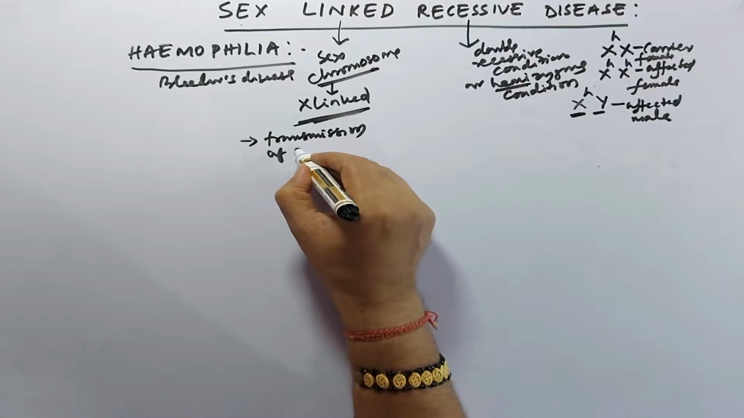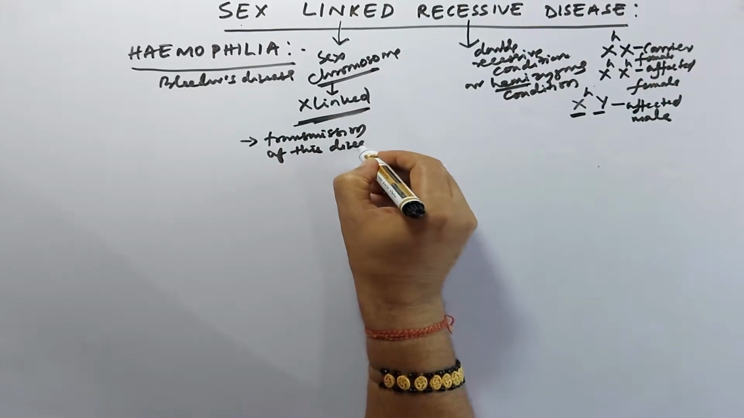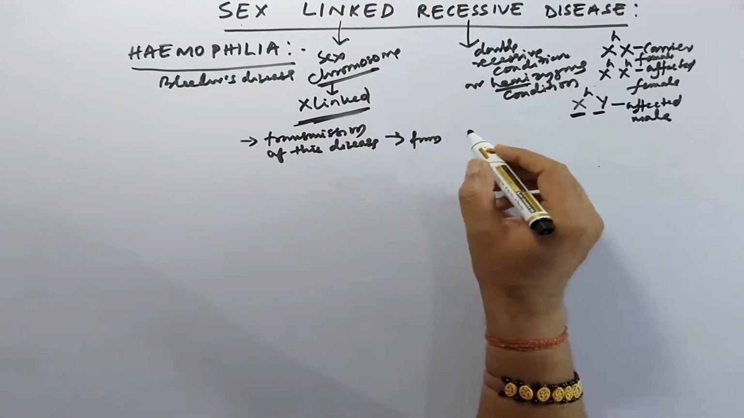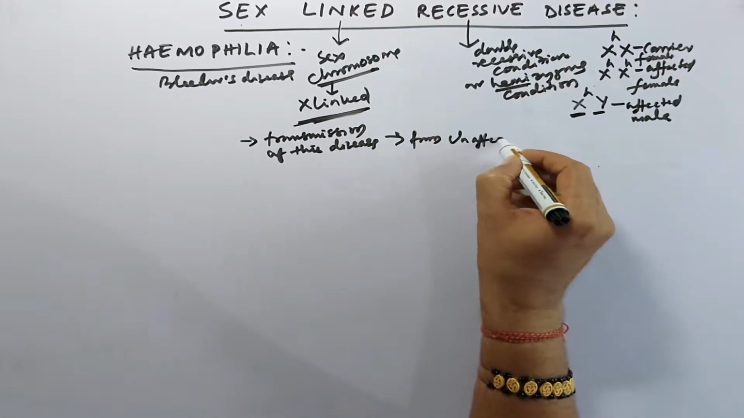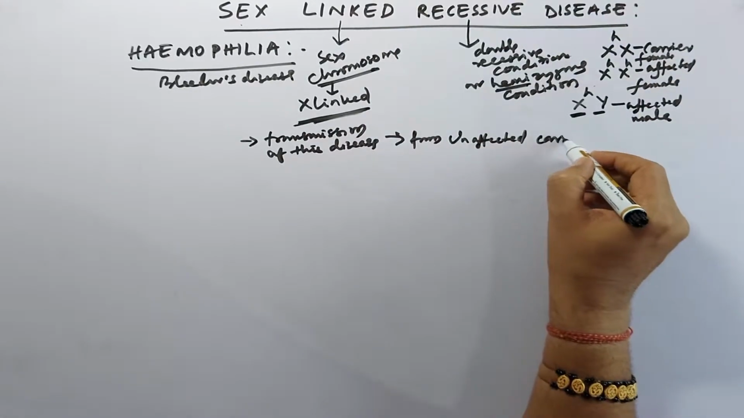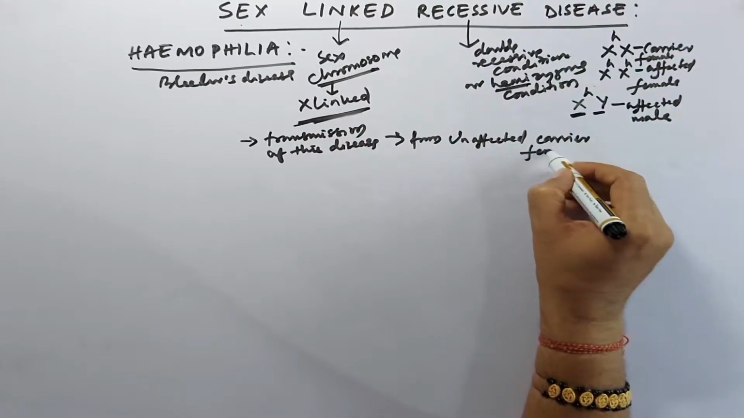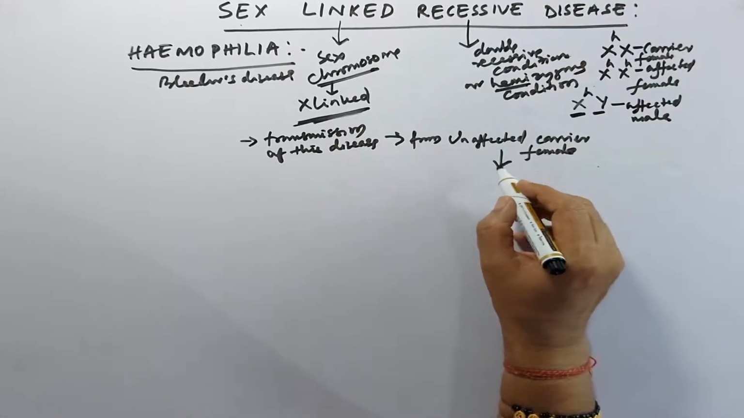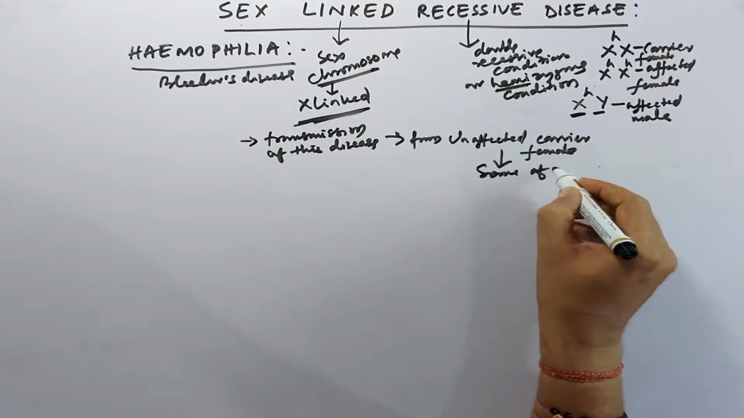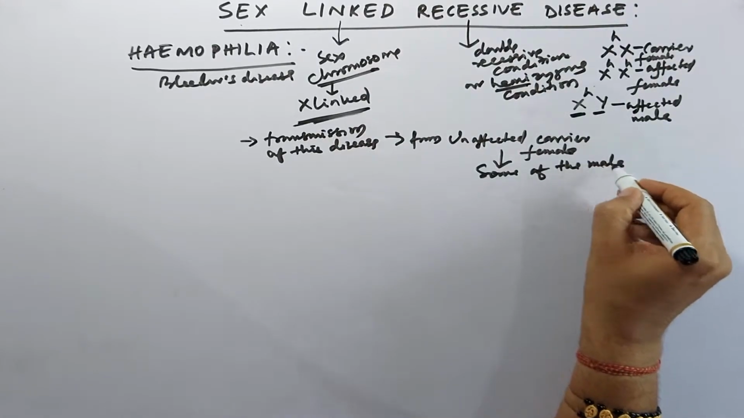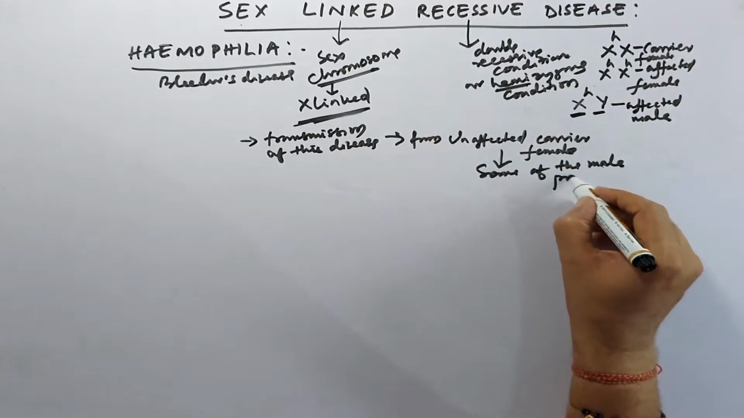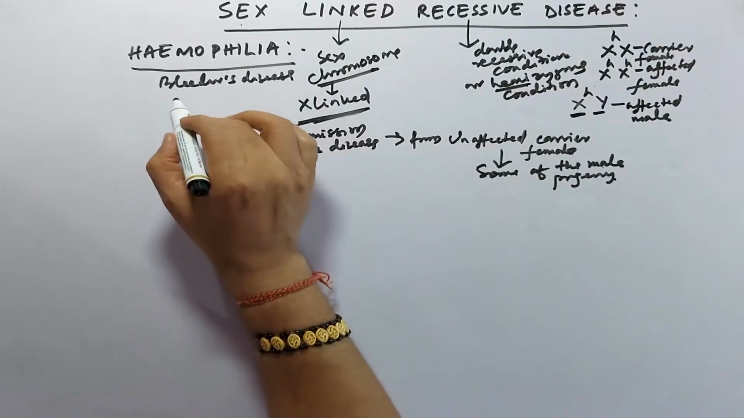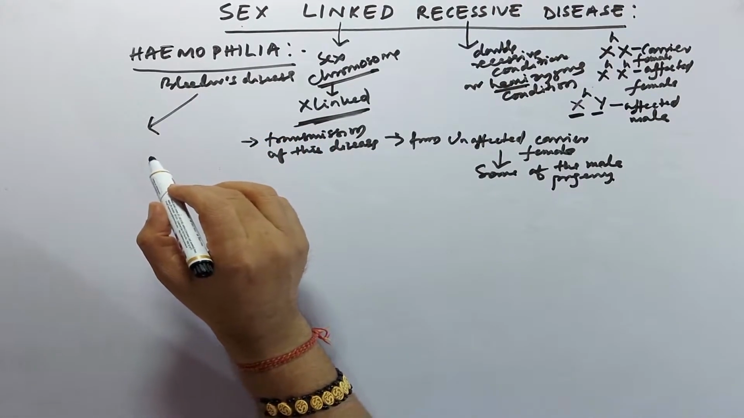from an unaffected carrier female passes to some of the male progeny. We will discuss this in detail by taking the cross progeny. So what is this disease? First of all, we will discuss that.